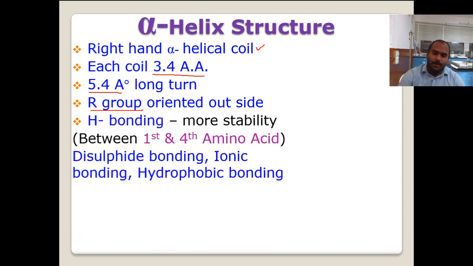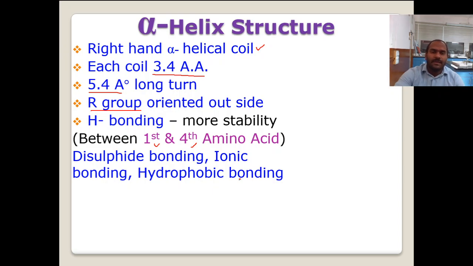Hydrogen bonding is a major factor responsible for the stability of the alpha helical structure. The hydrogen bonding is present between the first and the fourth amino acid. The first amino acid's carbonyl and the fourth amino acid's amino group are involved in the hydrogen bonding. This extensive hydrogen bonding results in the stability of the alpha helical structure. Along with that, disulfide bonding, ionic bonding and hydrophobic bonding are factors which also contribute to the stability of a helical structure.